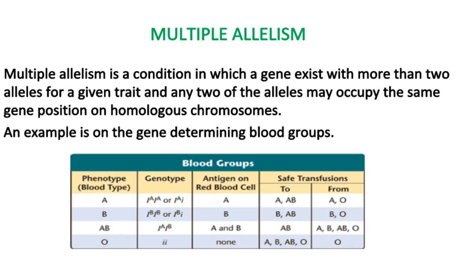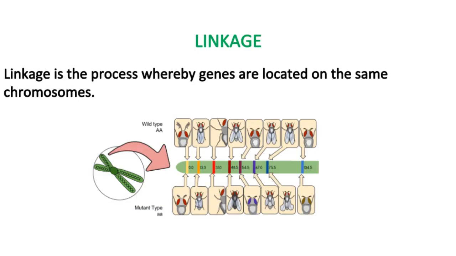Multiple allelism is a condition in which a gene exists with more than two alleles for a given trait, and any two of the alleles may occupy the same gene position on homologous chromosomes. An example is the gene determining blood groups. Linkage is the process whereby genes are located on the same chromosomes.